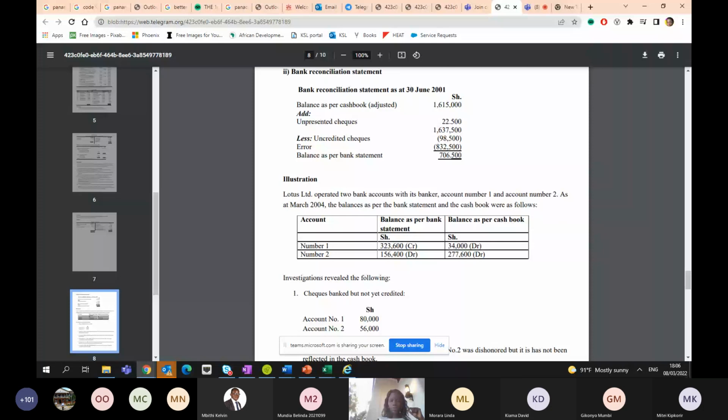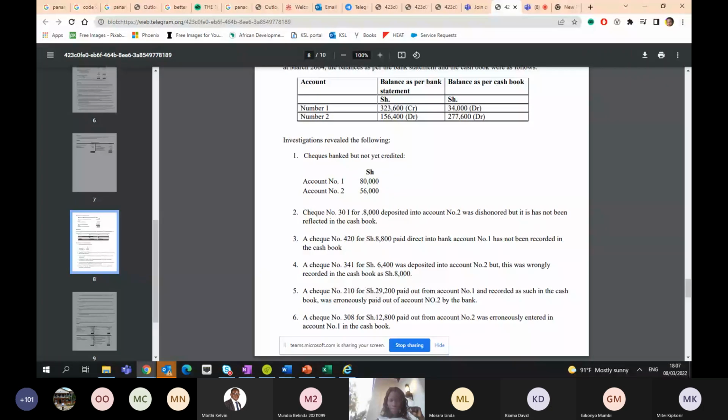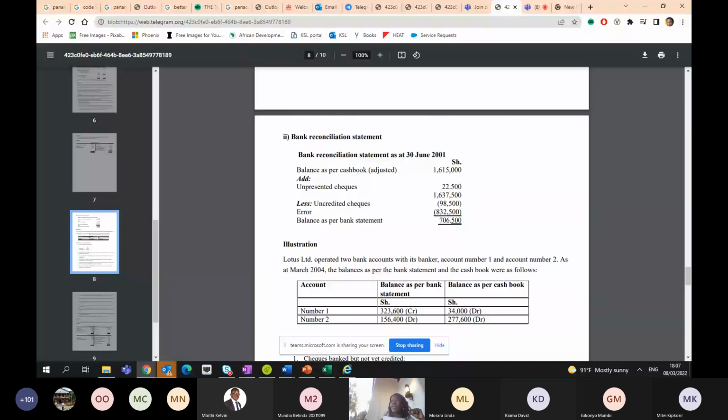Still the same question. If you note, we can see this error now in the bank reconciliation. As much as it's a direct transfer, it's going to be corrected, but you treat it like an uncredited check, as much as it's a direct payment into the account. The way I think about it is, if it has anything to do with the bank, do it in the bank reconciliation. If it has anything to do with your internal affairs, adjust for it here.